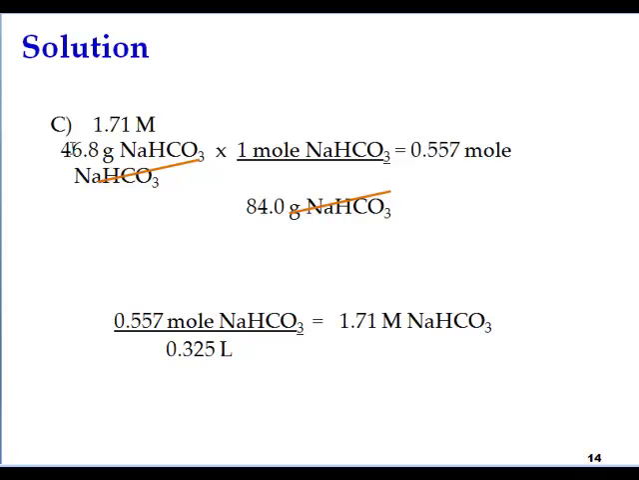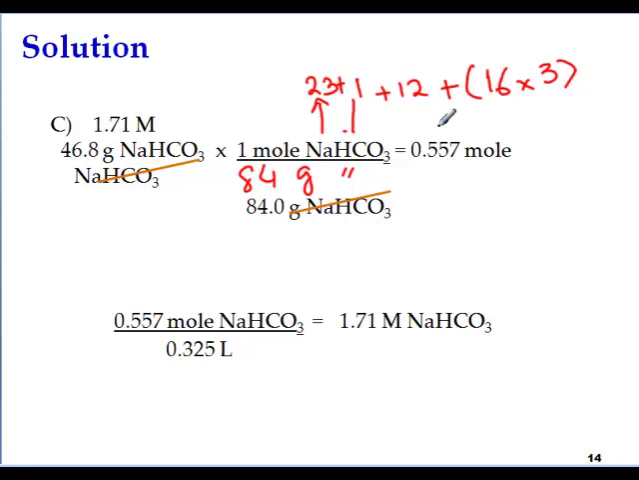Here I have taken 46.8 grams of sodium bicarbonate, and this should be over here. It's just a little typo. It should be on the top, like 84 grams should have been written over here, but that's okay. How did I get that? Because sodium is again 23, hydrogen is 1, so you add 23 plus 1 for hydrogen, plus 12 for carbon, plus 16 times 3 because there are 3 oxygen atoms, and it totals to 84 grams. So we have 1 mole of sodium bicarbonate, 84 grams.